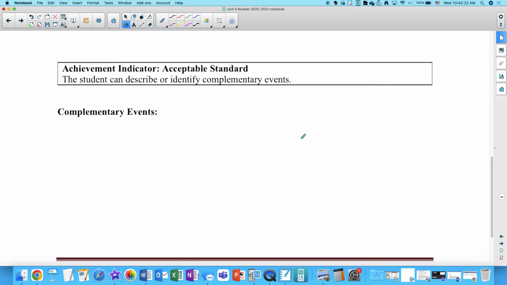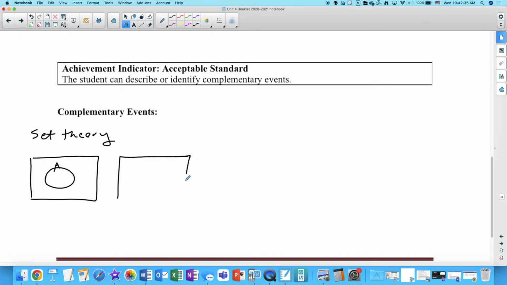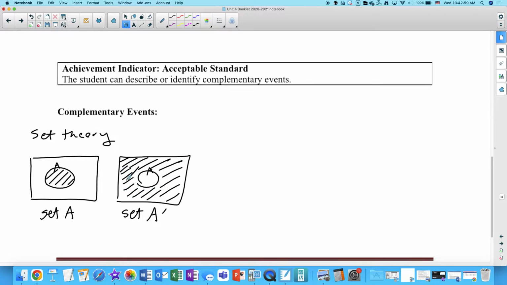Yeah, exactly. So in set theory, if this is A, what would A complement be? Yeah, the outside. Exactly. Okay, so complementary events are events that have no overlap, but that make up the entire sample space.